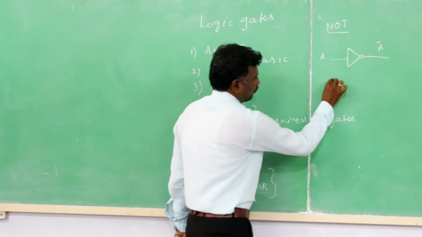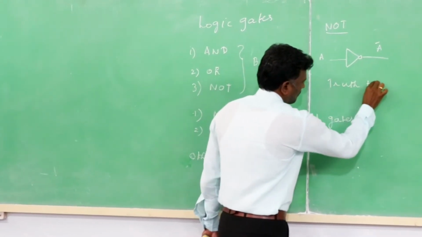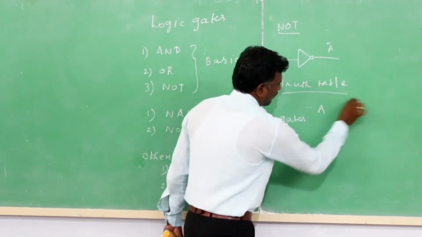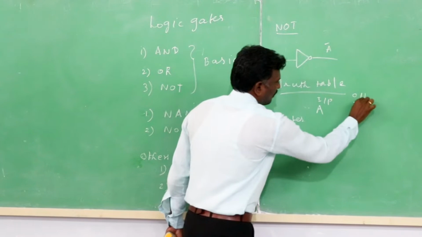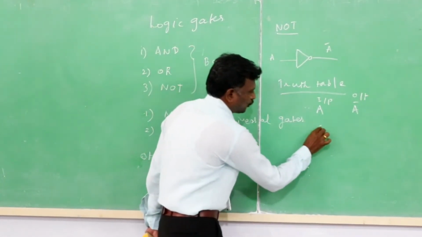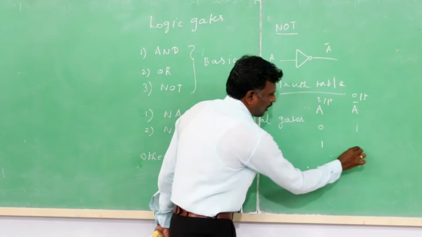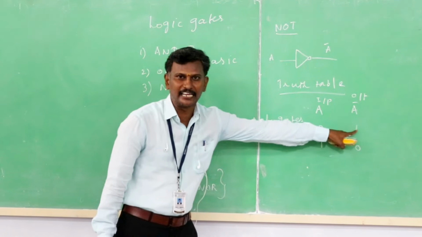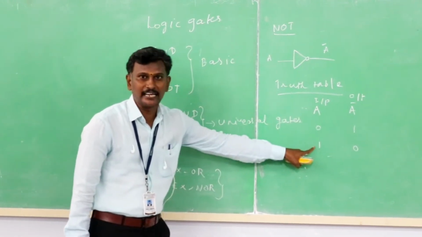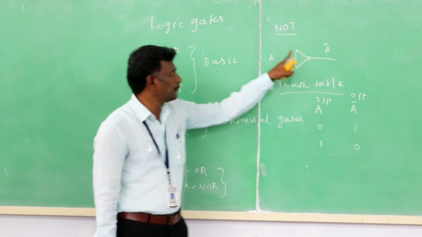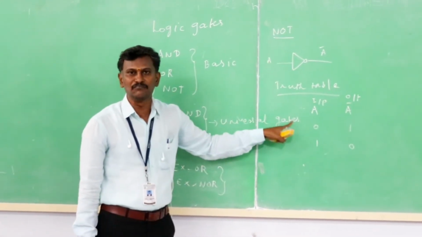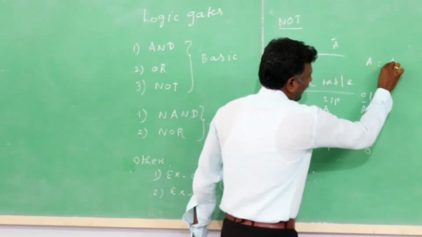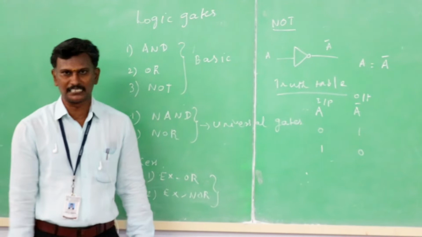Truth table: A and A bar. This is for input, and this is for output. Input 0, output 1. Input 1, output 0. When we give input 0, the output becomes high. When you give input high, the output becomes low. So this is the basic concept of NOT operation, or inverse operation, or complement operation. A bar means inverse operation.